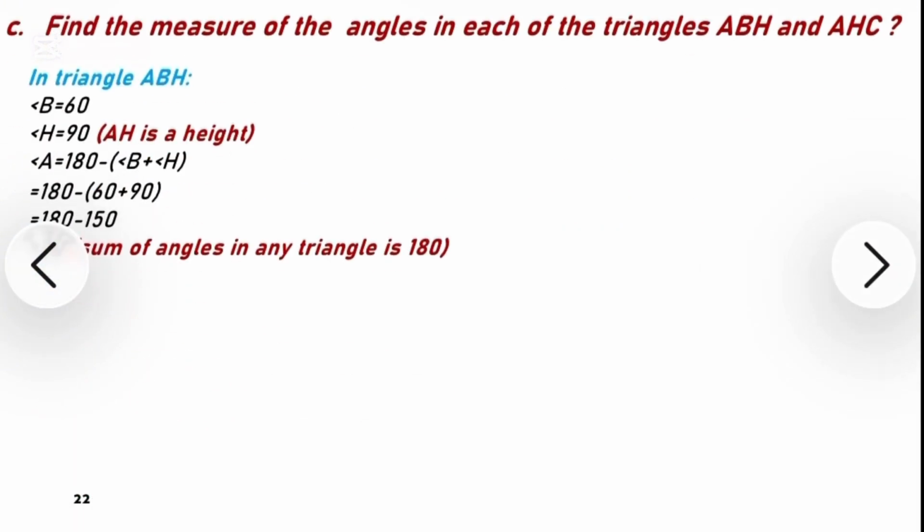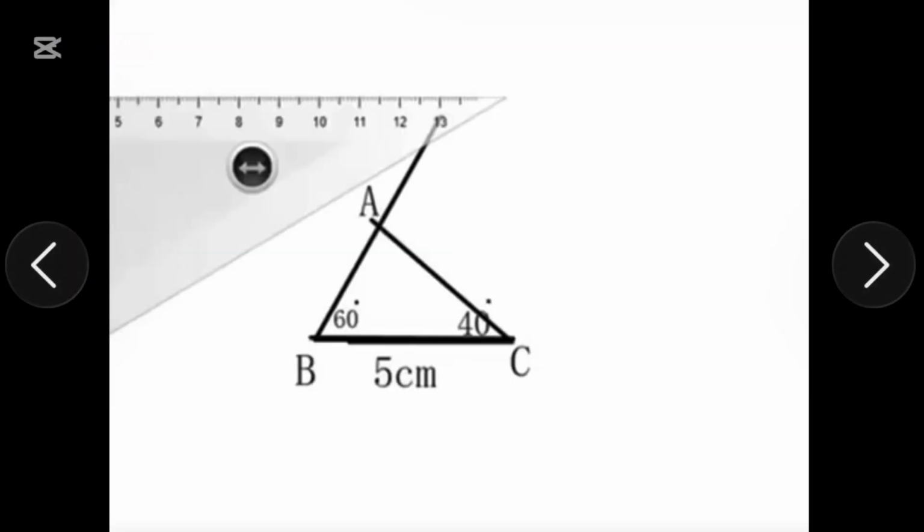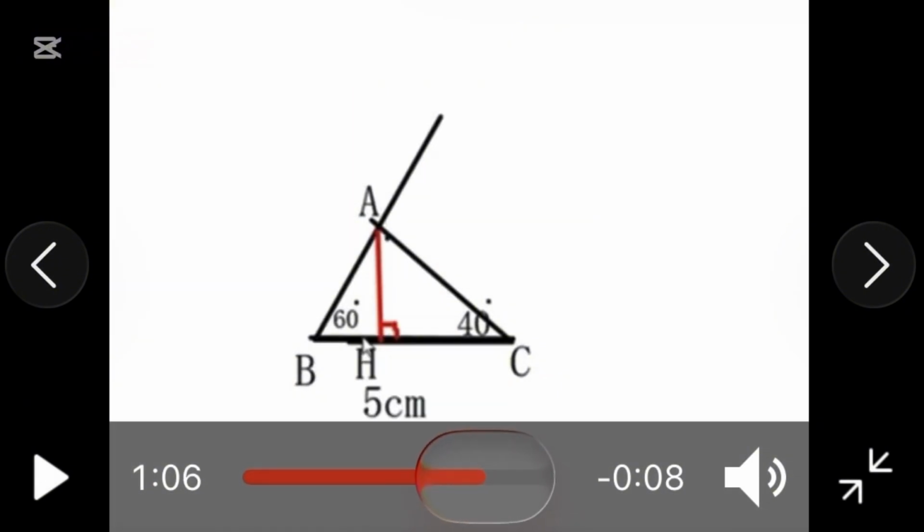First, in triangle ABH, we have B equals 60 degrees, H equals 90. Why? Because AH is a height, and angle A is 180 minus 60 plus 90. 60 plus 90 is 150. So the answer is 30 degrees. Why? Because the sum of angles in any triangle is 180.